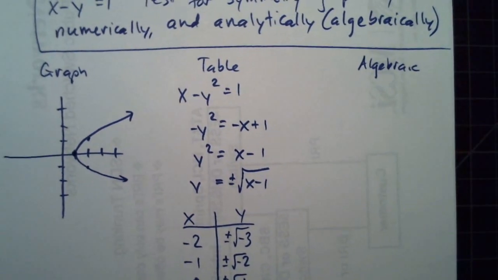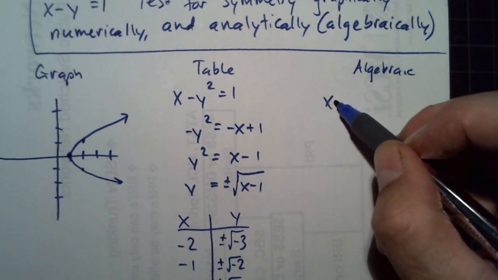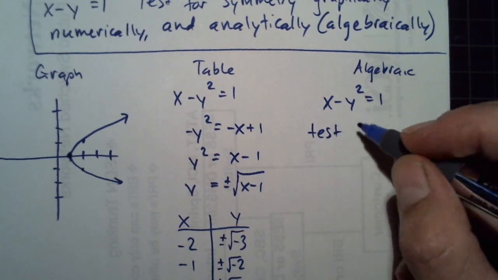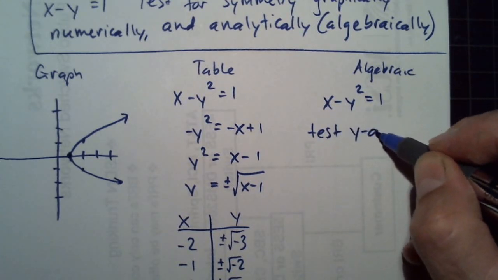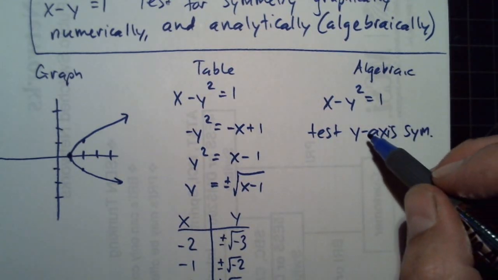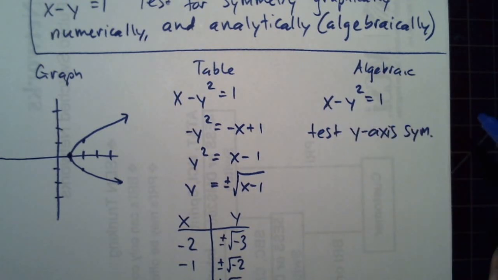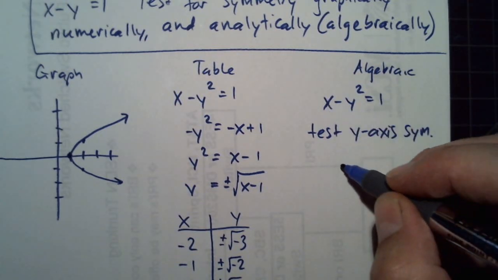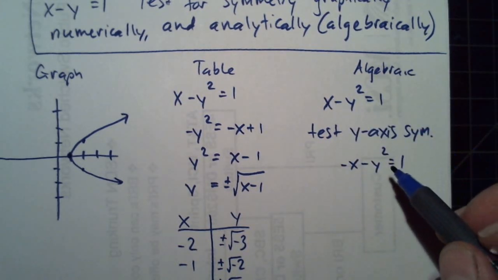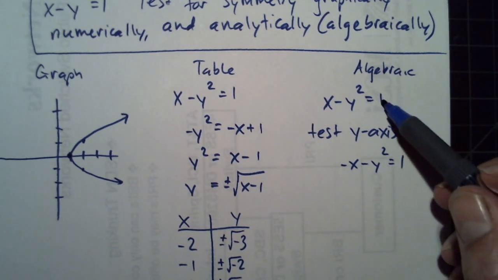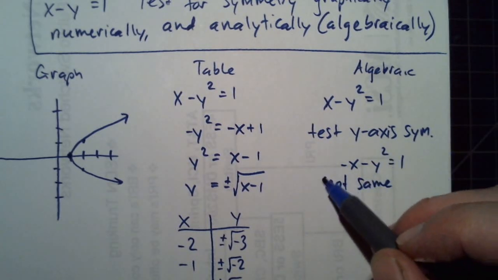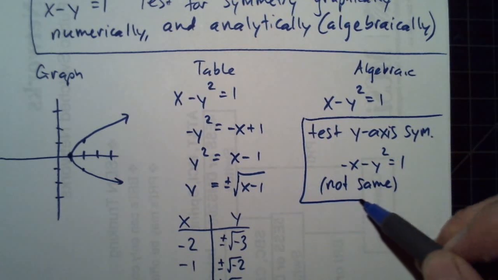And then let's look at it algebraically. Let's test y-axis symmetry. To test y-axis symmetry, if it's going to have y-axis symmetry, the x can change signs and we'll still have the same equation. So if I make that a negative x, and then we look at this and compare it, this is not the same as the original. So that was a test for y-axis symmetry.